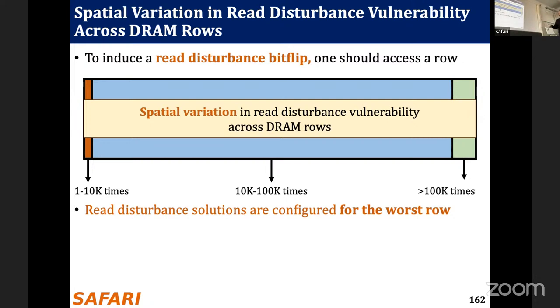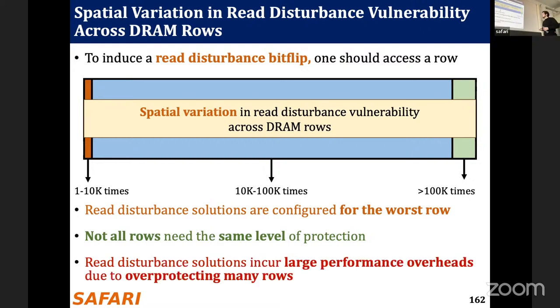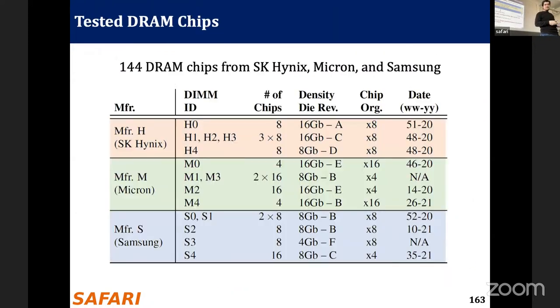That means if you have a RowHammer threshold of 5,000 in a DRAM chip, but the average RowHammer threshold is 50,000, you're on average overestimating your vulnerability by 10 times. So this paper says, okay, don't do it, right? Not all rows need the same level of protection. So we can get rid of the overheads of considering every row the worst case.